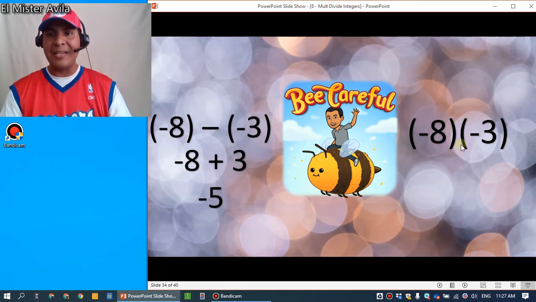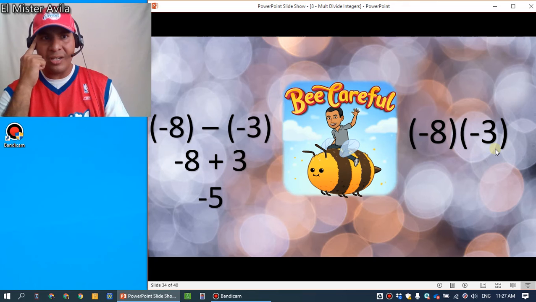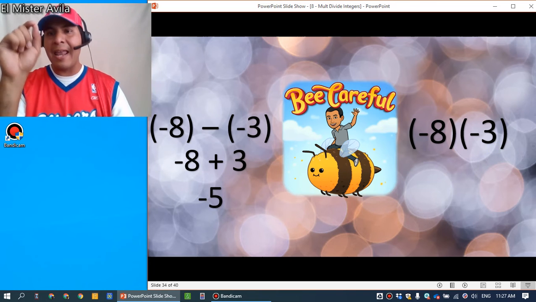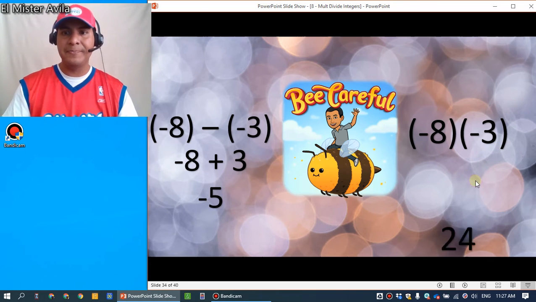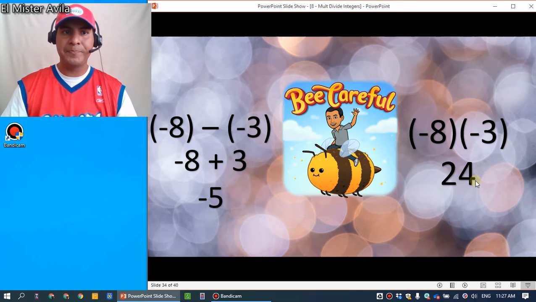Finally, on this side, -8 times -3, we think we have a multiplication. We go back to the multiplication rules, and a negative times a negative gives us a positive. So here we get 24.